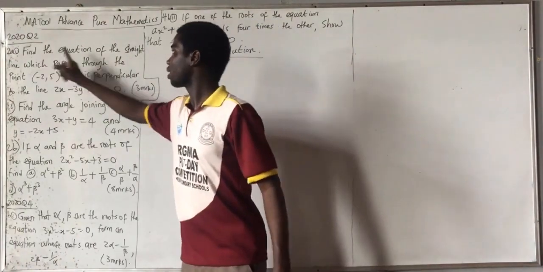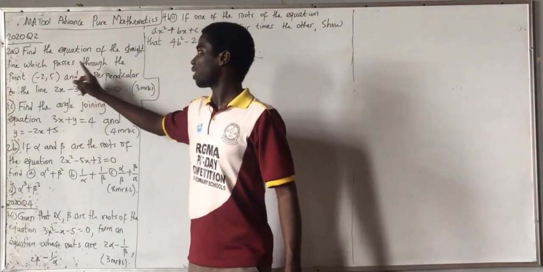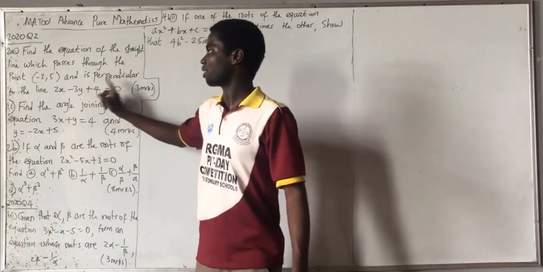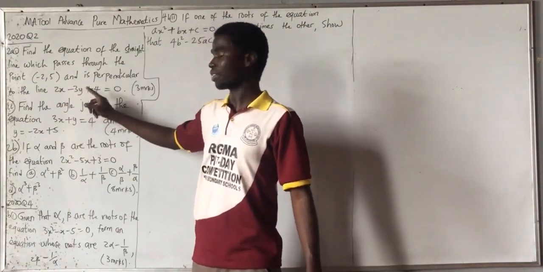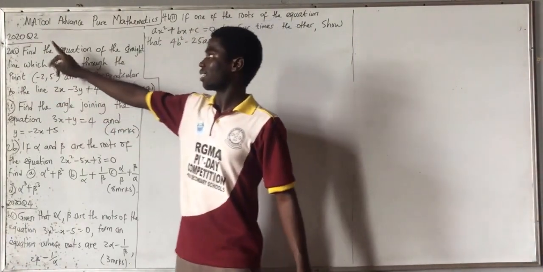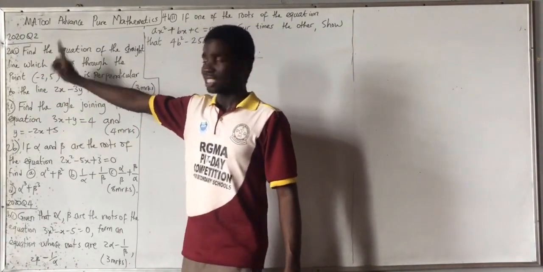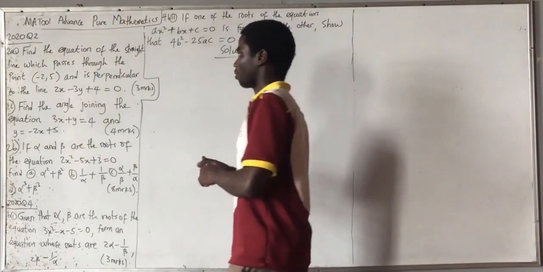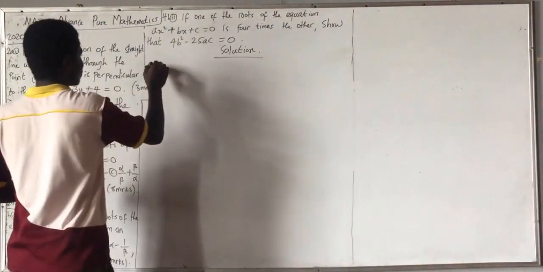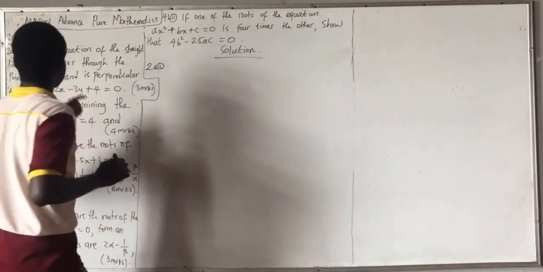Now, find the equation of the straight line which passes through the point and is perpendicular to the line 2x minus 3y plus 4 equals 0. That is question number 2 in 2020, your first semester examination. Now, see what will happen.